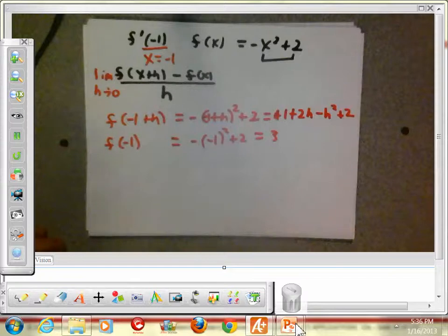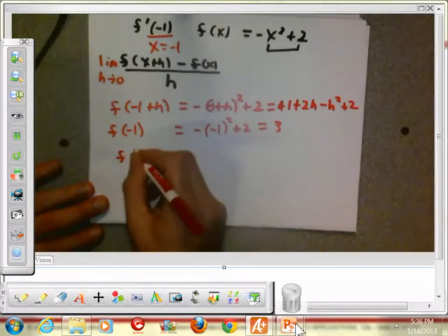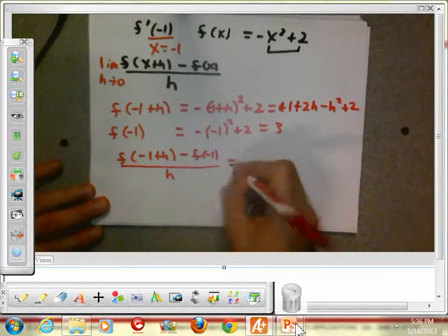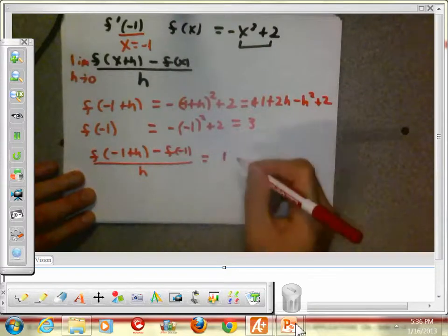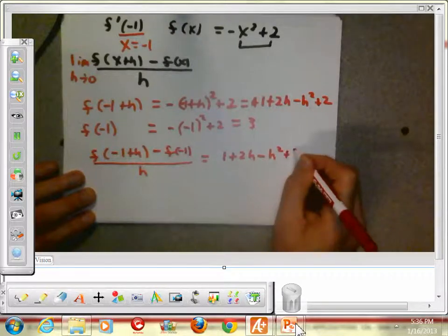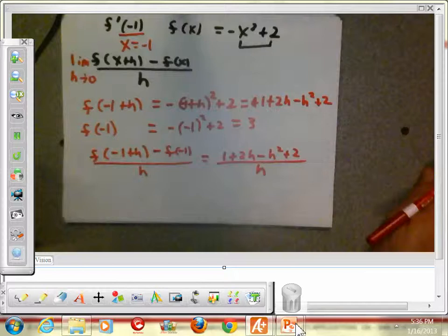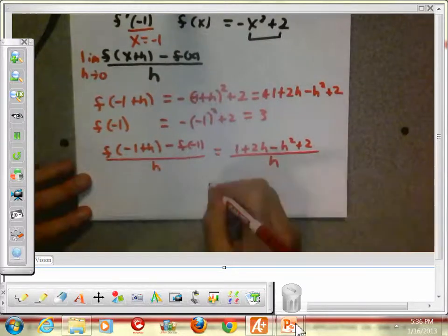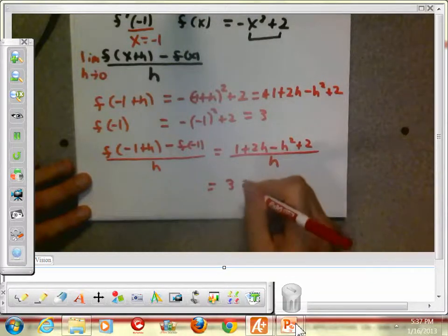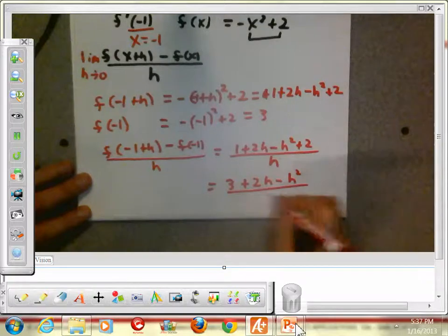Okay, so we have that, and now we're just going to plug it into this formula up here. We're going to have f of x plus h, or I'm sorry, f of negative 1 plus h, minus f of negative 1, divided by h, which is going to equal 1 plus 2h minus h squared plus 2 divided by h. And then we can simplify this. This is going to be equal to, let's see, 2 and 1 is 3, plus 2h minus h squared, all over h.